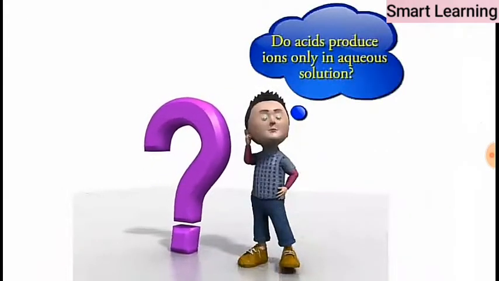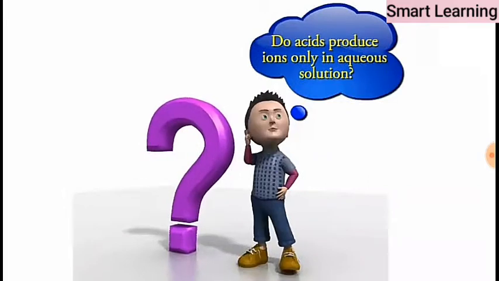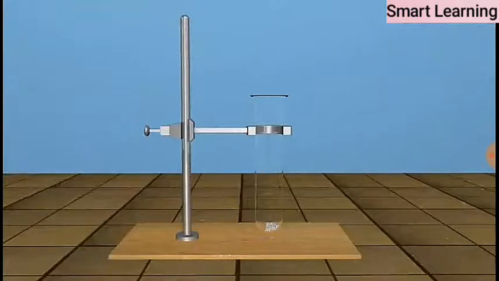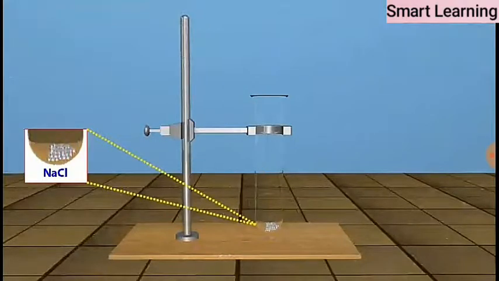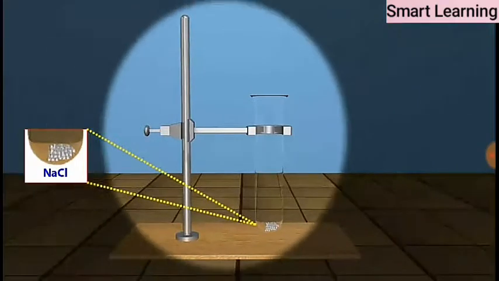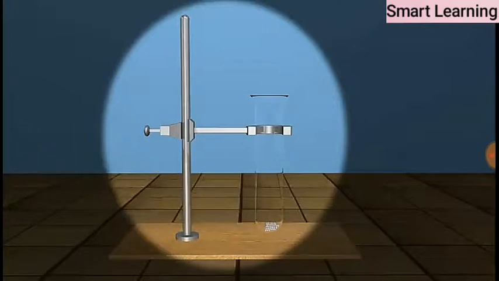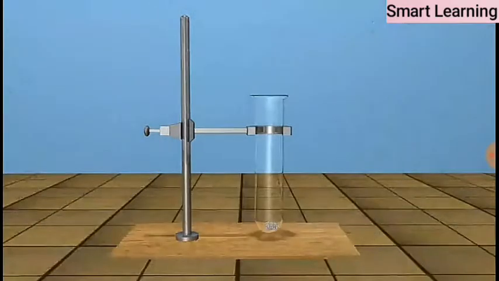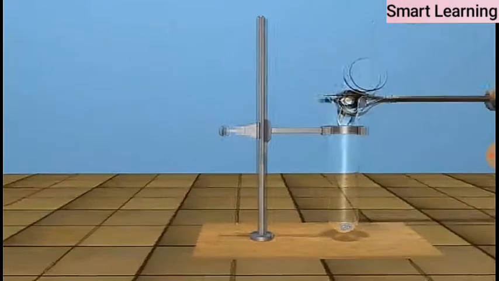Do acids produce ions only in aqueous solution? To find the answer, let us do some experiments. Take about 1 gram of solid NaCl in a clean and dry test tube and set up the apparatus as shown. Add some concentrated sulfuric acid to the test tube.